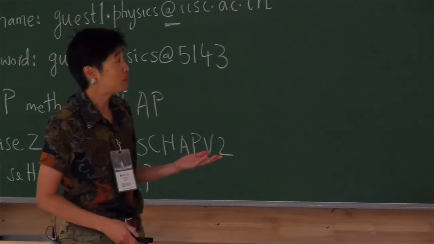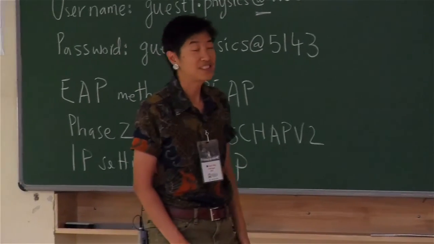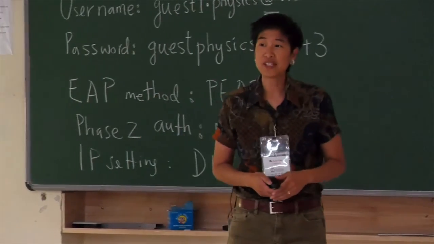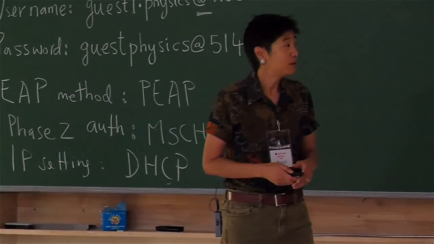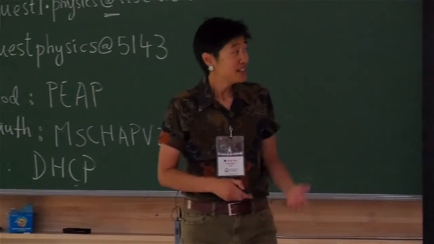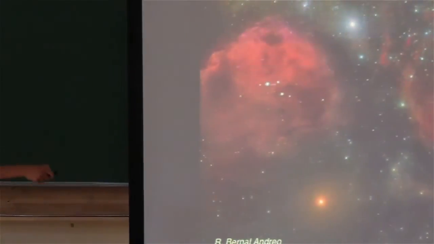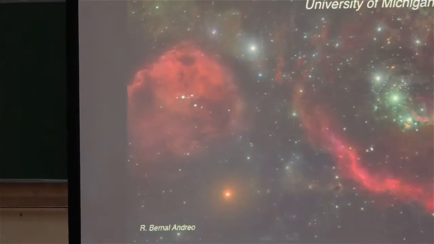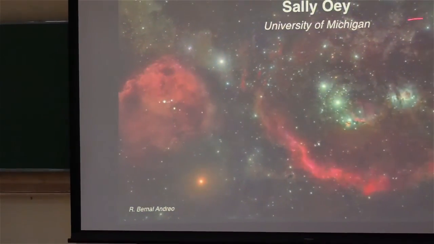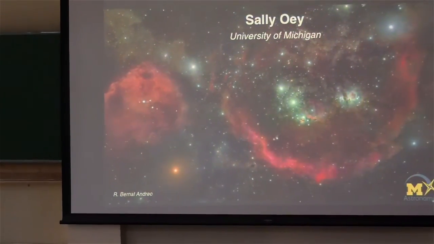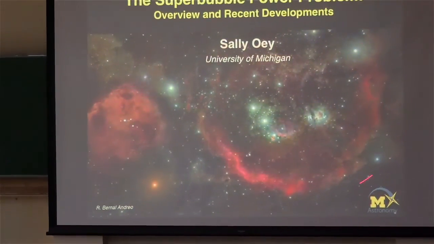So I thought I would open by showing just this one image of the nearest OB association, the Orion OB1 with its superbubble. So you can see that there is an ionized shell over here. This is Barnard's Loop. This is the constellation of Orion. I'm sure we all recognize it. This is just one side of the superbubble.